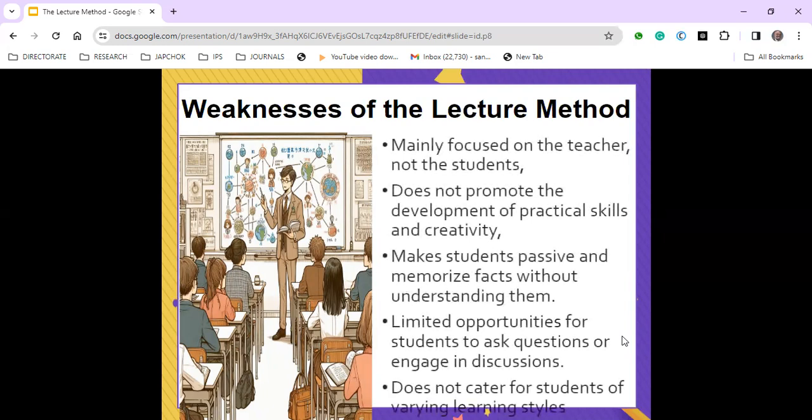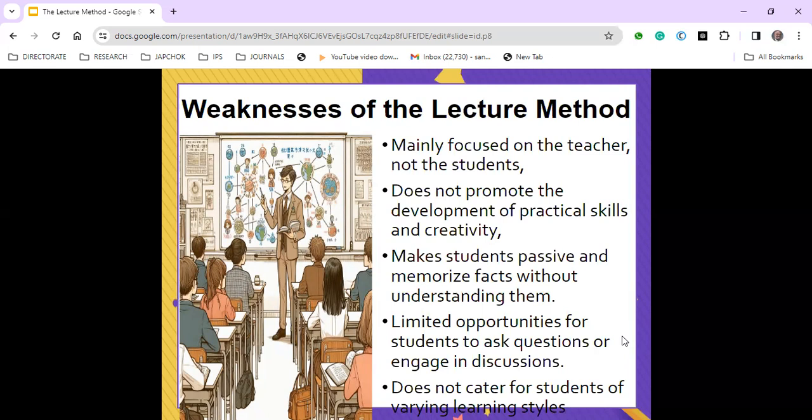One, it is teacher-centered. The approach focuses on what the teacher can do, not on the student. Two, it does not promote the development of practical skills and creativity. Just take it as the lecturer says it. Three, it makes the student become a passive learner. It reduces the role of the student to that of memorization of facts without necessarily having to understand them.